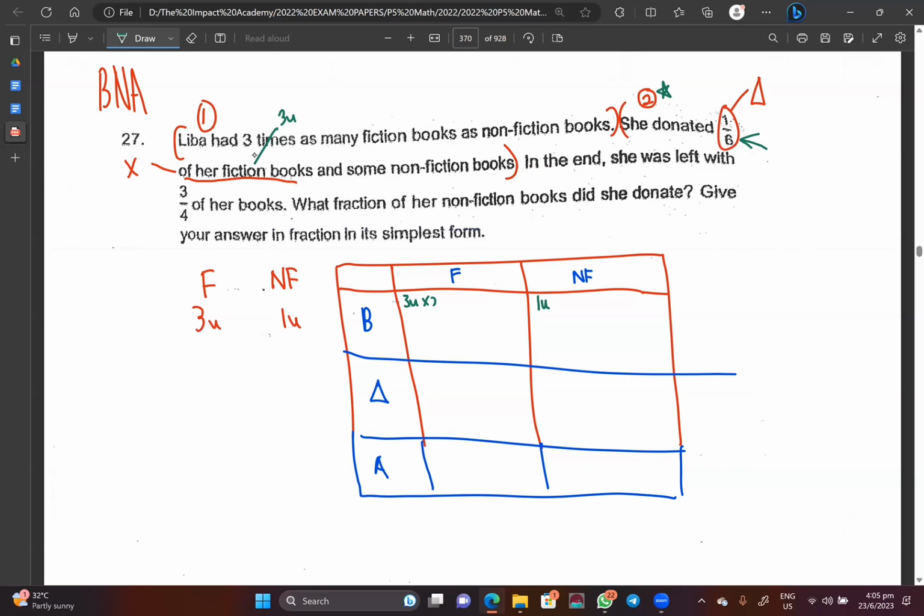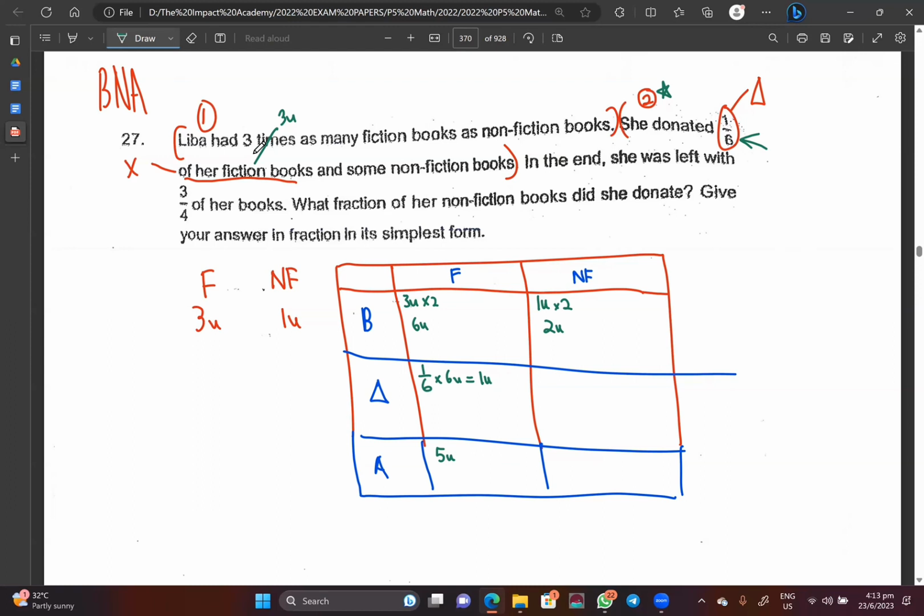So I just times 2 to this. I get 6 units over here. When I do something to my left, I must do something to my right. I get 2 units over here. So same thing, 1/6 times 6 units. That gives me how many units? 1 unit. That means I've donated 1 unit. So once you're done with this, right, what happens is this: you know that fiction books, I had 6 units. And if I've donated, it means I have to minus. So over here, I will get 5 units, correct?